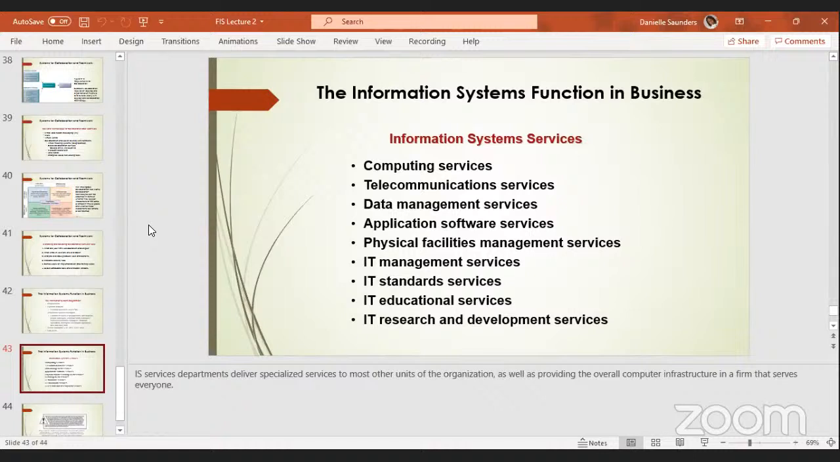So the information system services in a company include the computer services, the network services, the data management services, the application software services, the physical facilities management services, and various kinds of IT management, standards, educational, and research and development services, depending on the scope and size of the organization. Next slide.